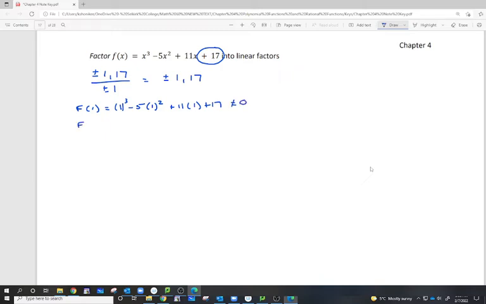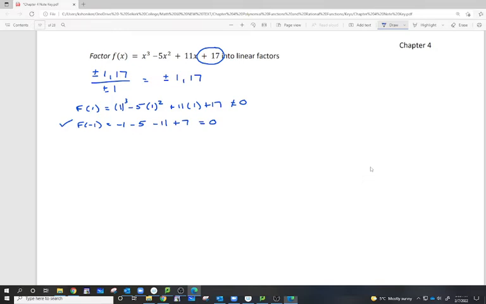So let's try negative 1. So if I plug negative 1 into here, I get negative 1 cubed is negative 1. I get negative 5 times positive 1, because negative 1 squared is positive 1, so negative 5. And then I get 11 times negative 1 is negative 11. And then I get 17. And that one works. Yay!